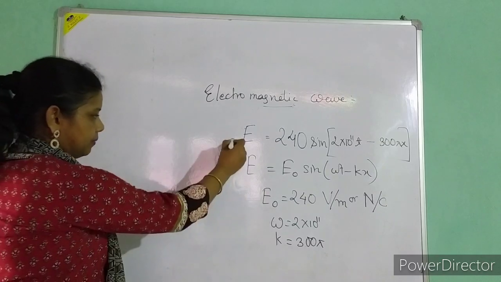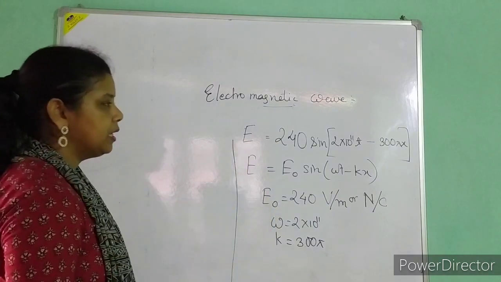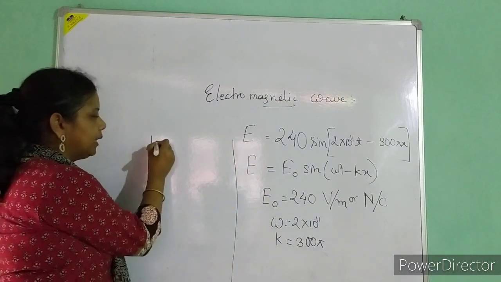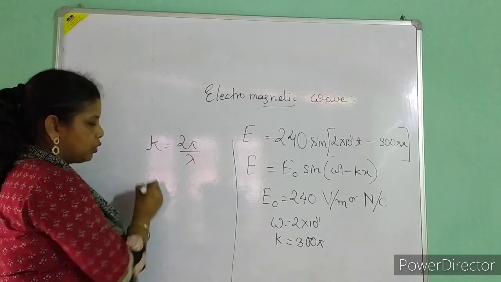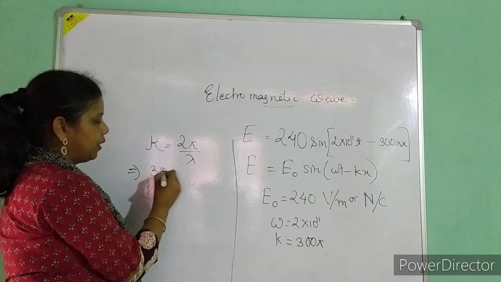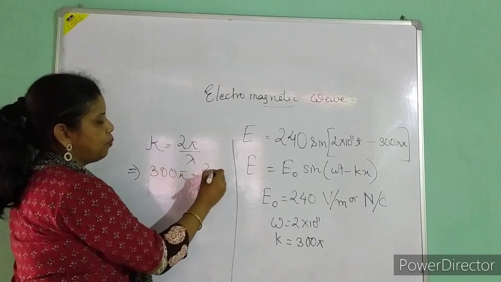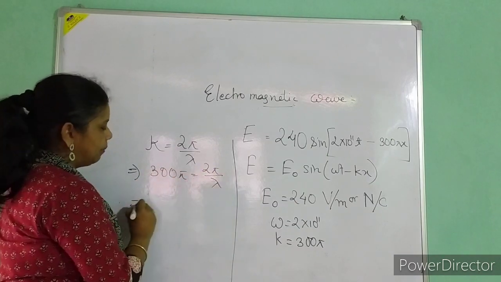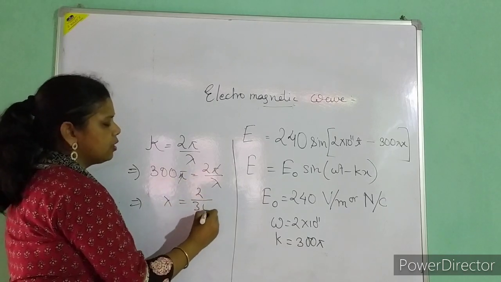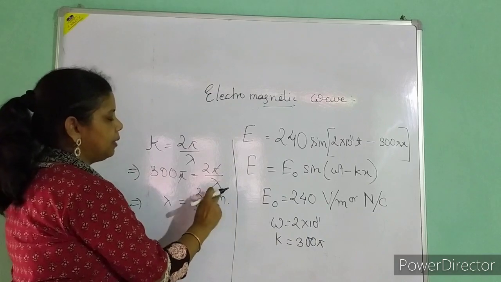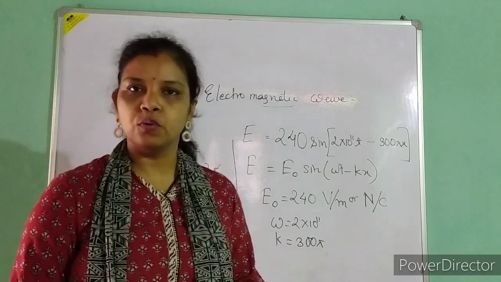Now the next part: after getting this, if I ask you the wavelength, we know that in class 11 we have studied k equals 2 pi by lambda. So k is equal to 300 pi, so it will be equal to 2 pi by lambda. So pi will cancel out, and lambda will be equal to 2 by 300. Solve it, you will get the answer. This will come in meters. My first part is over.